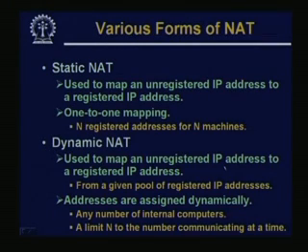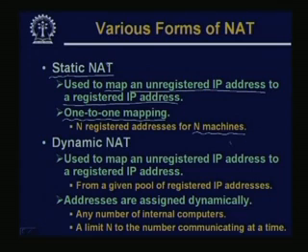Now, let us see what are the various forms of NAT, network address translation. Static NAT. Well, as the name implies, we are trying to provide a static address translation. So, what you are trying to do is provide a mapping of an unregistered IP address to a registered IP address. You remember, this is a one-to-one mapping, which means that if we have n number of unregistered IP addresses on n machines, then to provide static NAT you would be requiring n registered addresses.